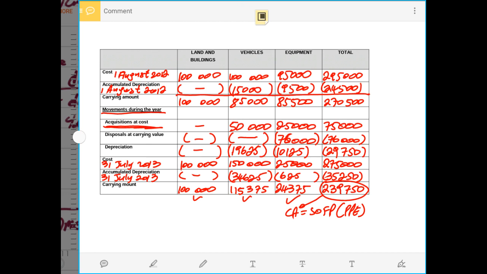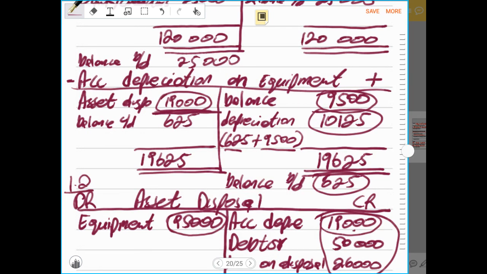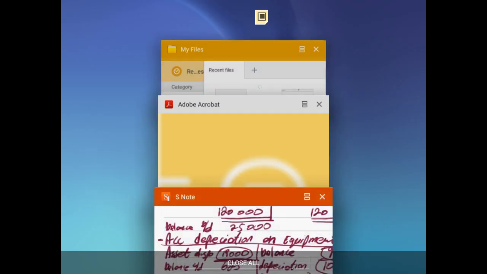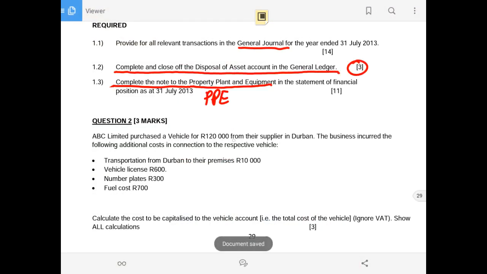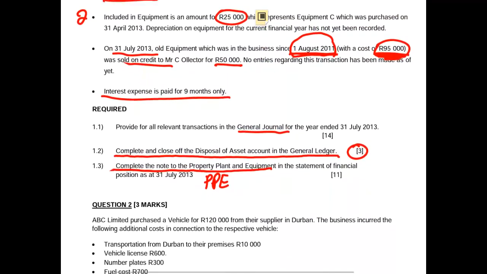So now let me check if I still have anything to do in this exercise. We were required to do the note, which was the last part. So now I come to the requirements. We have done 1.3, which was out of 11 marks.